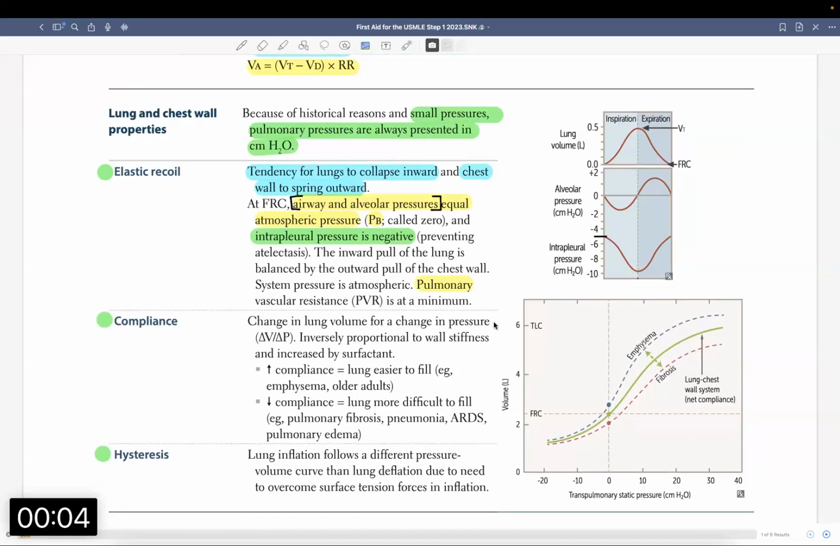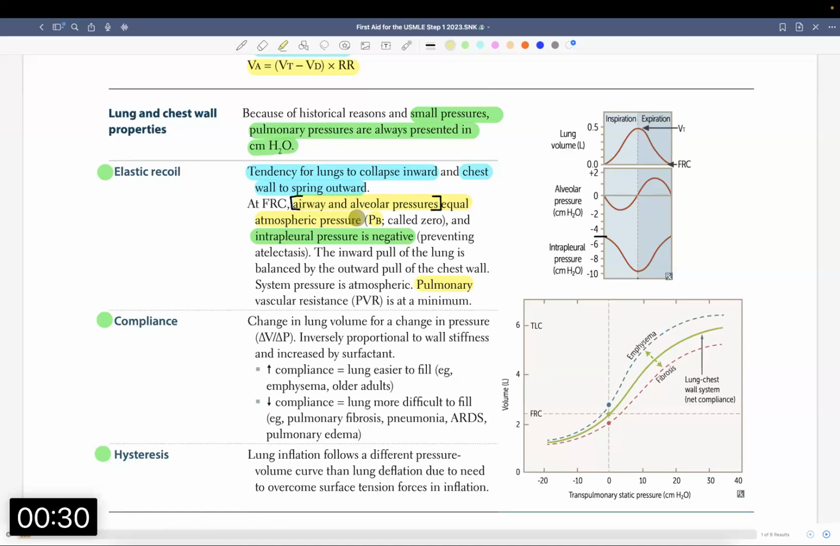Okay, so starting over lung and chest wall properties. Because of historical reasons and small pressures, pulmonary pressures are always presented in centimeters of water. What are the three main properties? Elastic recoil, compliance, and hysteresis. What is elastic recoil? It's the tendency of the lungs to collapse inward and the chest wall to spring outward. At FRC, functional residual capacity, which is the equilibrium point, airway and alveolar pressures equal the atmospheric pressure.